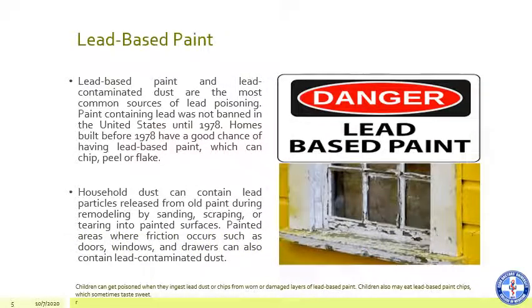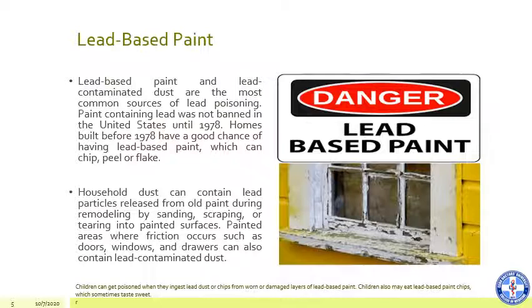Number one is lead-based paint. Lead-based paint and lead-contaminated dust are the most common sources of lead poisoning. Paint containing lead was not banned in the United States until 1978. So the homes that were made before this time had a good chance of having lead-based paint, which can chip, peel, or flake.